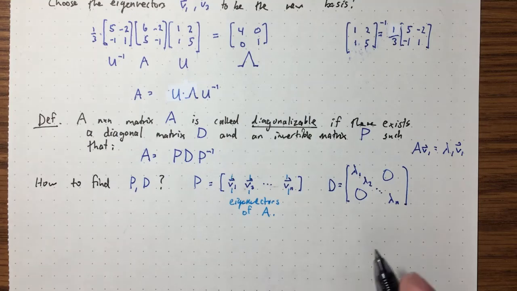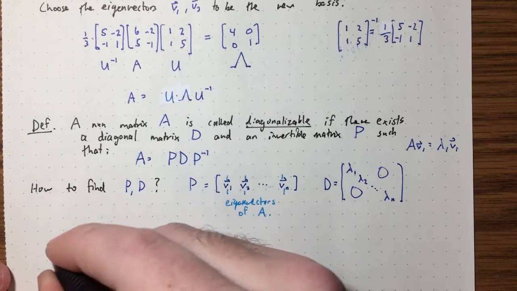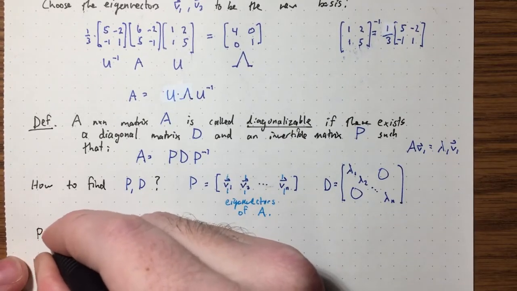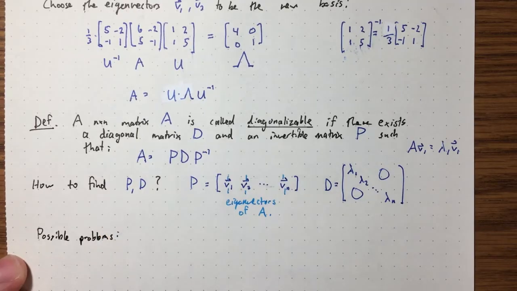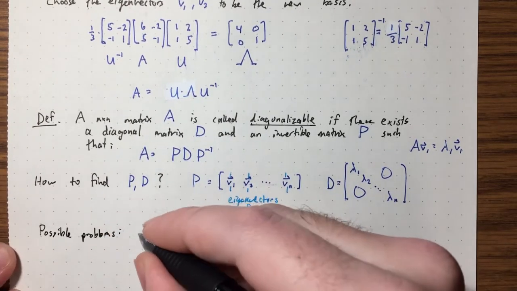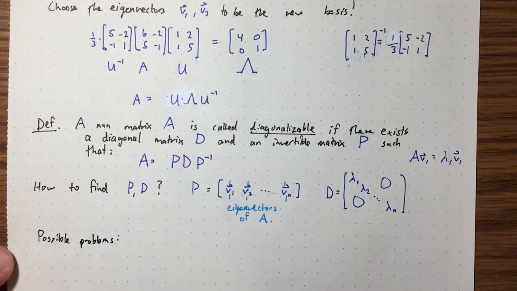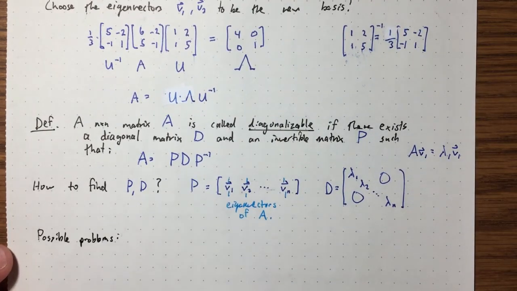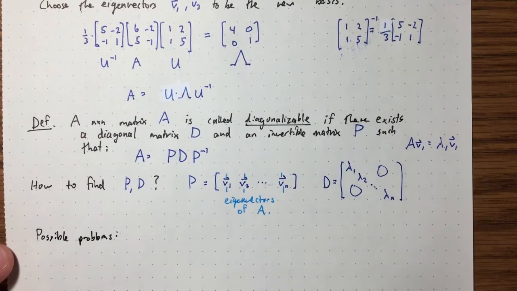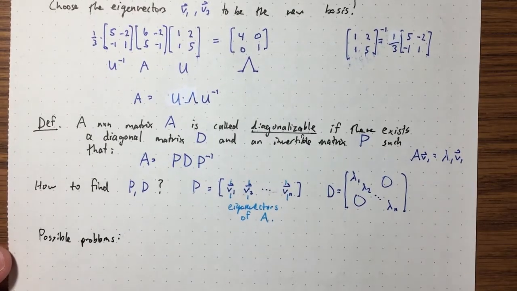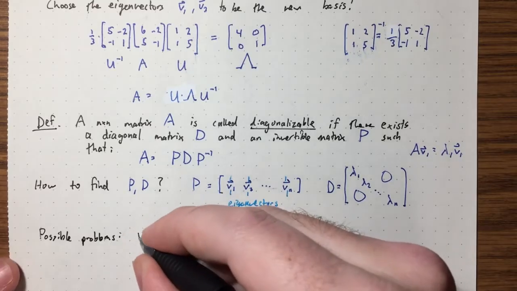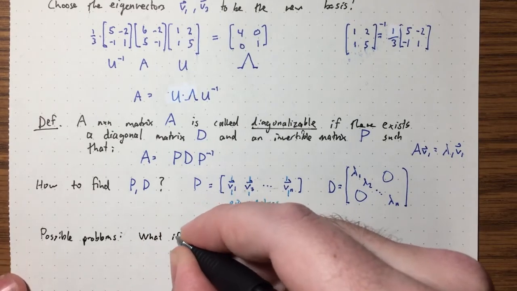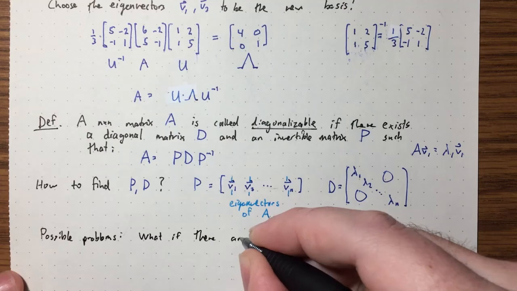Yeah, what can go wrong here? So, let's say possible problems. First problem is, if you remember in the eigenvectors lecture, we talked about some situations where we couldn't find any eigenvectors, or we couldn't find enough of them, essentially. So the main problem is, what if there aren't enough eigenvectors?